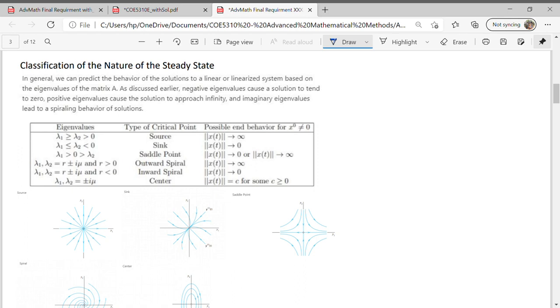So in general, we can predict the behavior of the solution to a linear or linearized system based on the eigenvalues of the matrix. When we have negative eigenvalues, the solution tends to go to 0, or is stable. For positive eigenvalues, it will cause the solution to approach infinity, which means unstable. For imaginary eigenvalues, it leads to a spiral behavior of solutions.